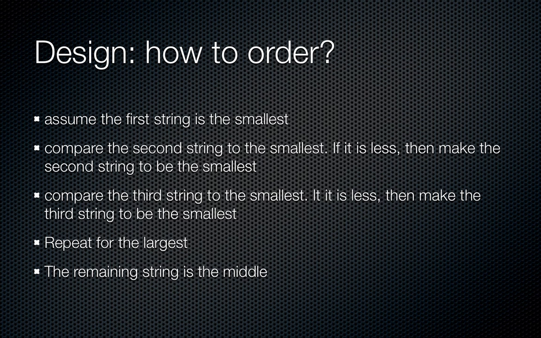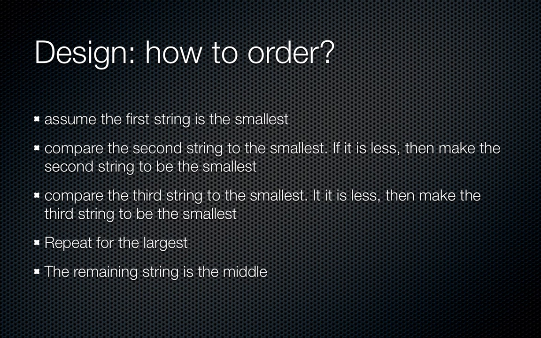If the third one is less than the smallest, then we assign the third one to be the smallest, and now we have the smallest. If the third one is larger than the smallest, this means our assumption, or the second, is the smallest. Since these are only three, after you finish the third one, this means you figured out which one of the three is the smallest.